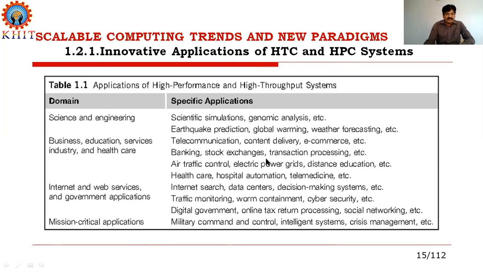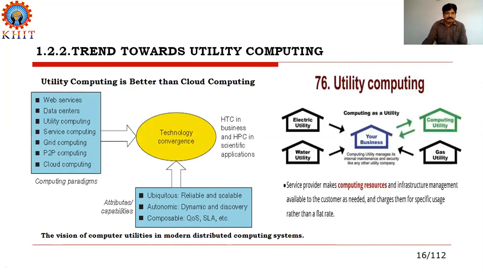And some critical applications they may also handle. These are military command, control and intelligence systems that work on machine learning or deep learning or some other critical management systems, also supported with the help of HTC and HPC systems. HPC and HTC are well-familiar internet and cloud computing techniques.